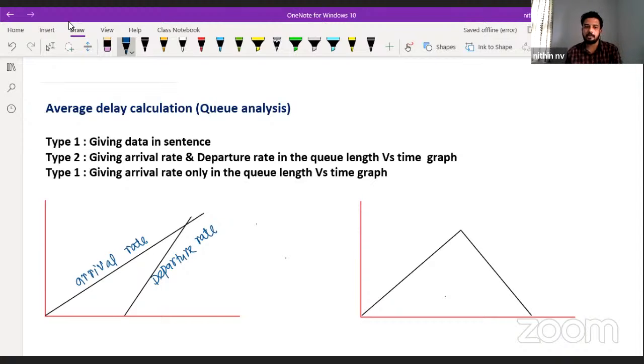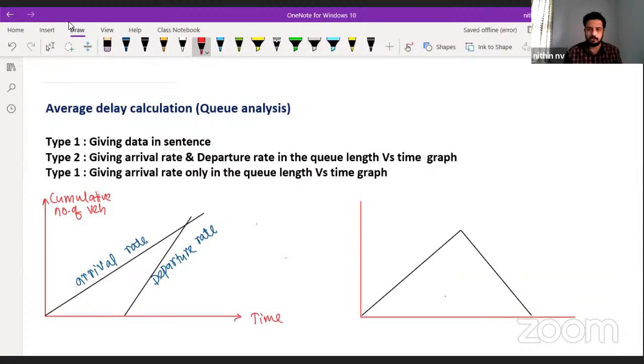One is arrival rate, the other is departure rate. Now this is nothing but our time. And on the x-axis, we have cumulative number of vehicles. We can also call it as Q length, okay? Cumulative number of vehicles also can be termed as Q length, okay?